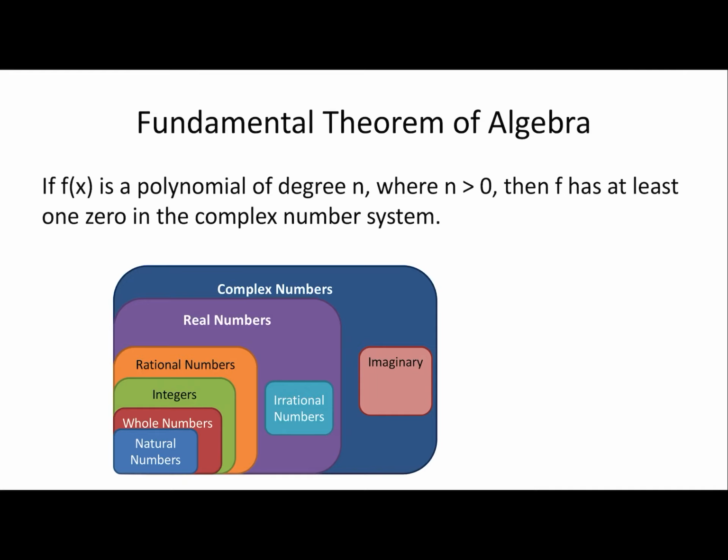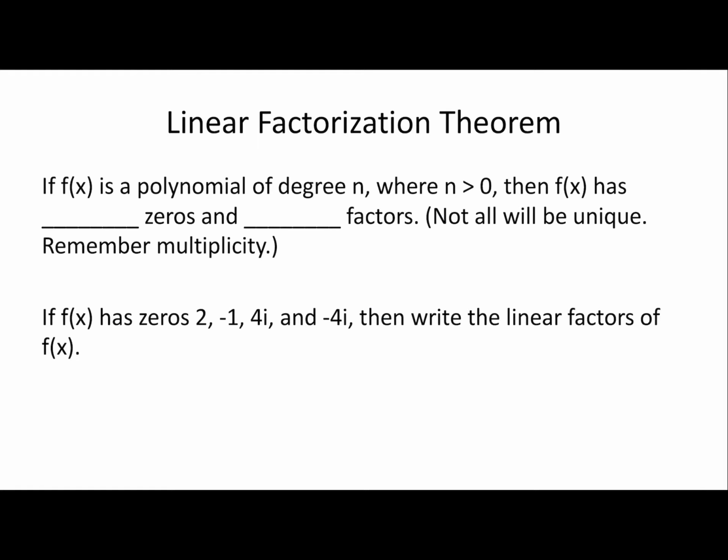So the fundamental theorem of algebra says that if we have a polynomial of degree n, you have at least one zero in the complex number system. Our linear factorization theorem says that if we have a polynomial of degree n, then f of x has to have n zeros and n factors. Whatever the degree of the polynomial function is, that will be the number of zeros and the number of factors. However, not all of them will be unique. Remember that we can deal with multiplicity, so you could have the same repeated zero multiple times.